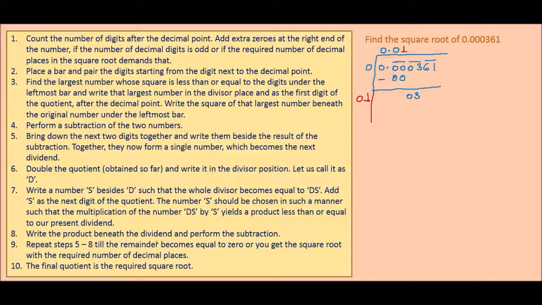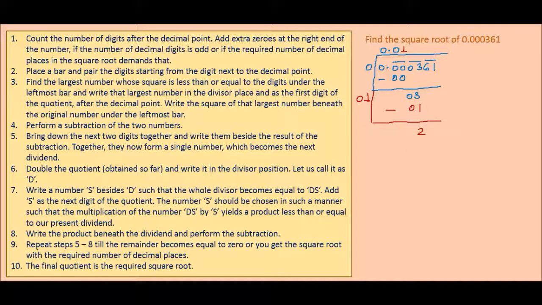Write the product beneath the dividend and perform the subtraction. So 1 multiplied by 1 gives a product of 1, and the subtraction 3 minus 1 is 2.